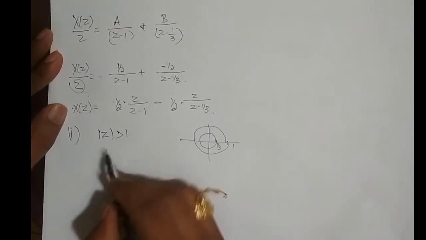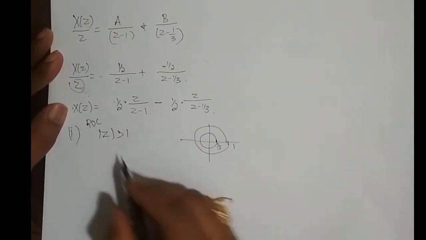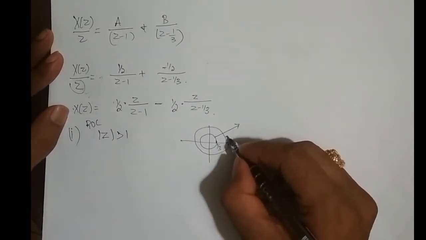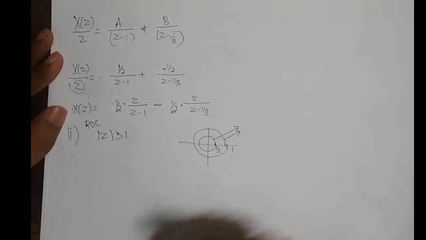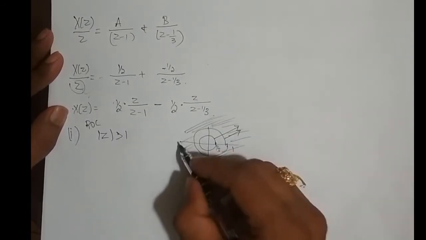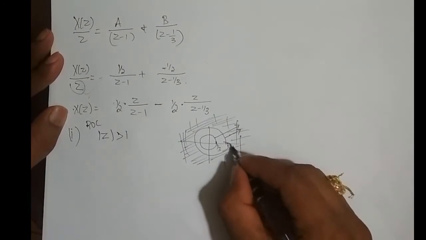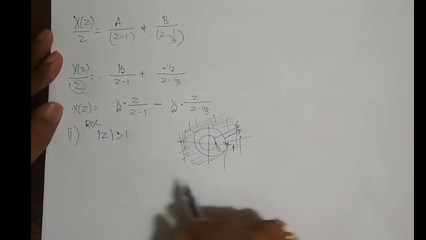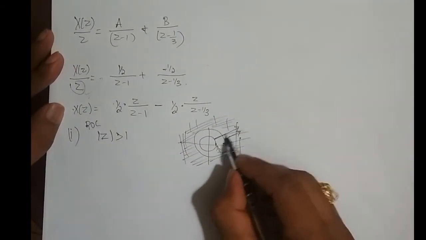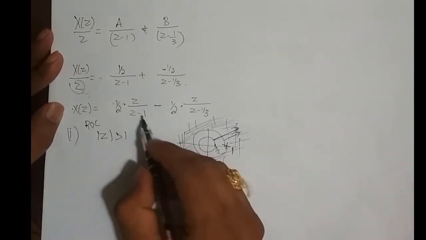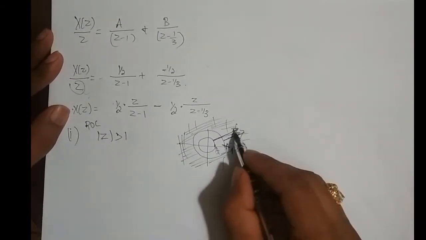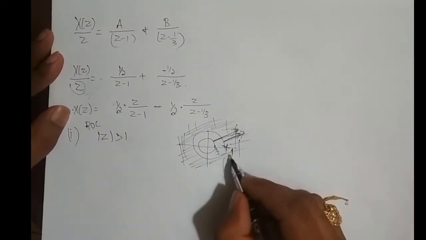In order to satisfy this ROC, which is magnitude of z greater than 1, the inner circle's sequence should be right-sided, which should be outside, and the outer circle's sequence should also be right-sided, which is outside. Then only the intersection of both sequences will be outside the outermost circle, which is 1. So the sequence of pole 1 by 3 should be right-sided, something like this. And the outermost pole is 1, and this should also be right-sided, so that it is outside the circle. If both are outside, the intersection will be outside the outermost circle, which is 1.